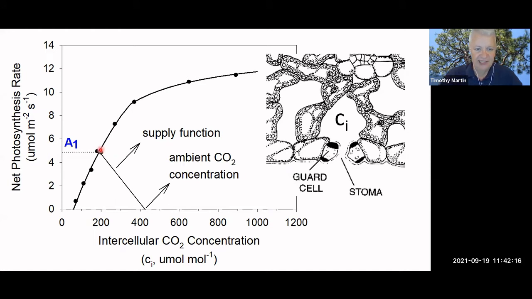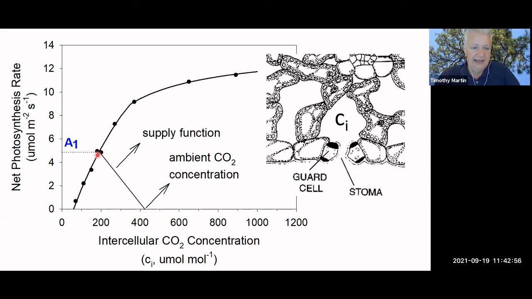Our measurement actually is taking place with that leaf in some ambient CO2 concentration. So right now, the ambient CO2 concentration in the atmosphere is about 410 parts per million or micromoles per mole. But of course, because there are stomatal limitations, the CI, the CO2 concentration inside the leaf, is below the ambient CO2 concentration outside the leaf. So at any rate, this is sort of that operating point: A, or net photosynthesis rate, at some ambient CO2 concentration.